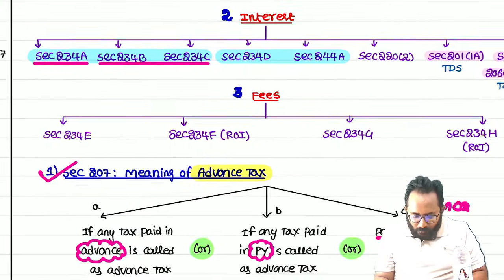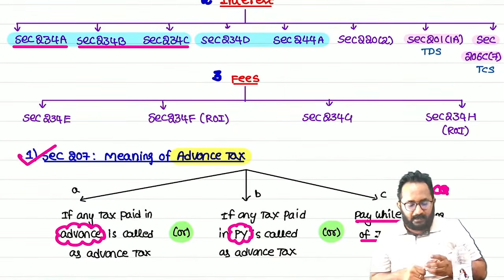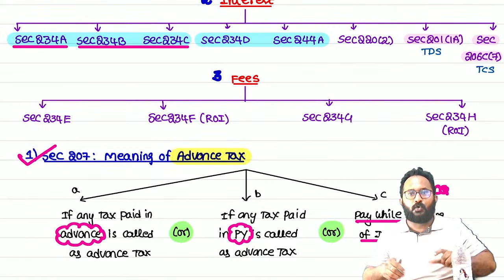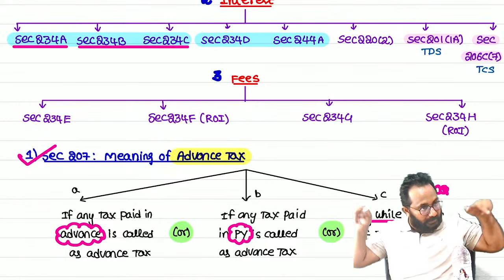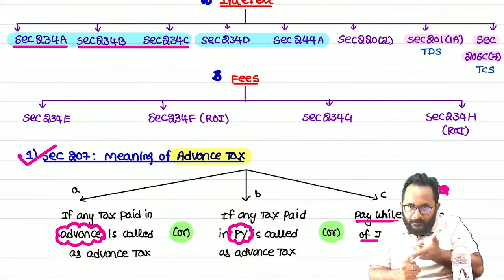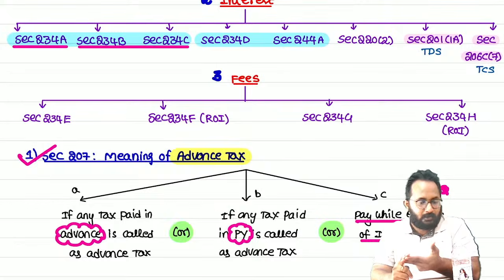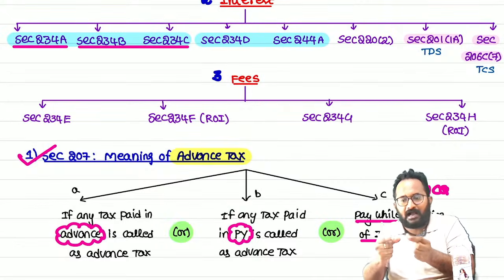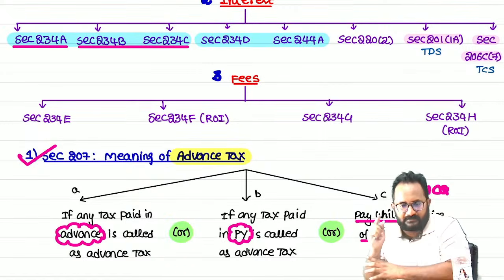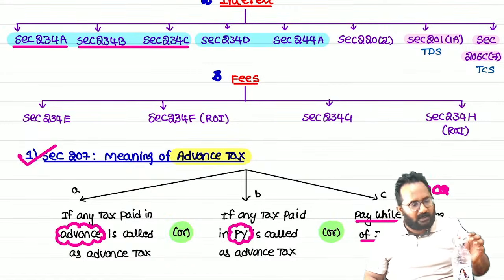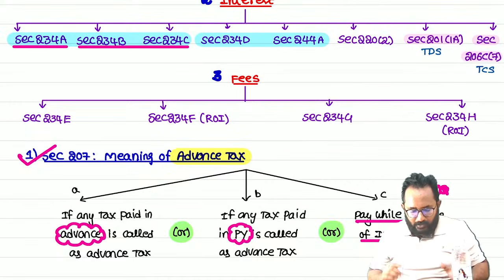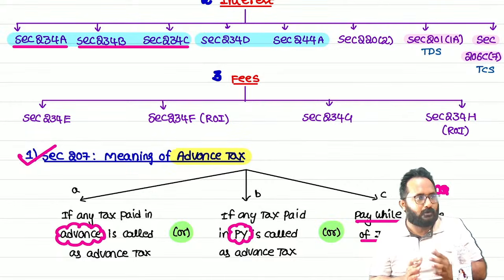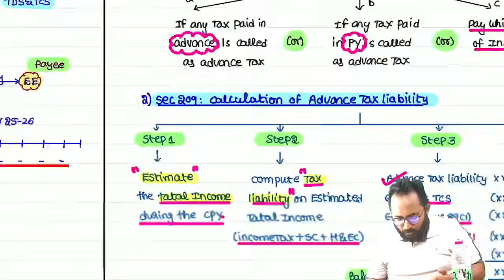Remember, these two interests we can calculate. But 234B is nothing but what? During the previous year totally, whether you have not paid at all or whether you short paid the advance tax. 234C is nothing but what? Deferment of the advance tax installments. Deferment of what? Advance tax installment. Okay, now our target is 234A. Please open 234A.